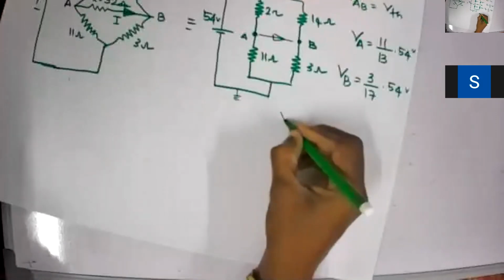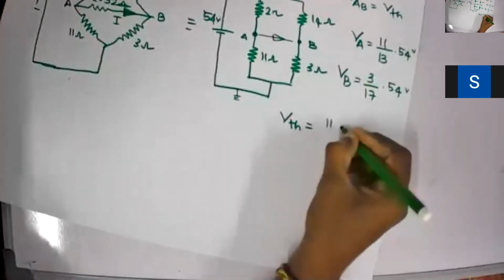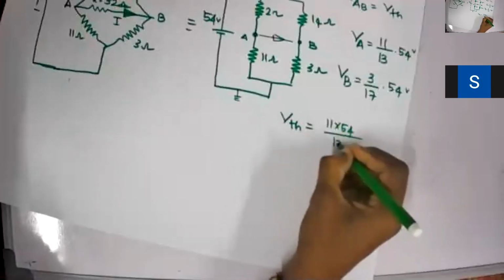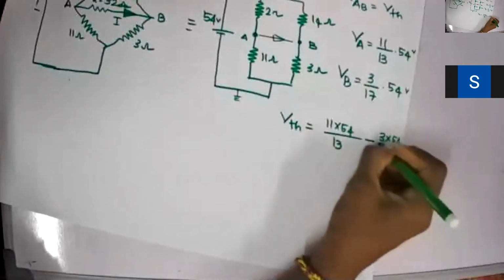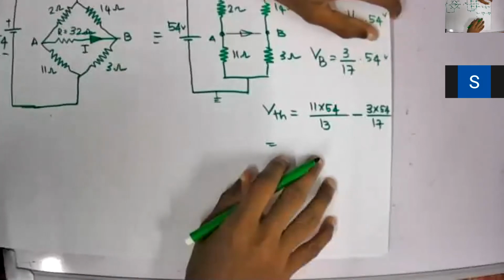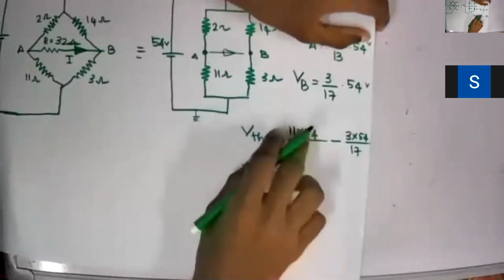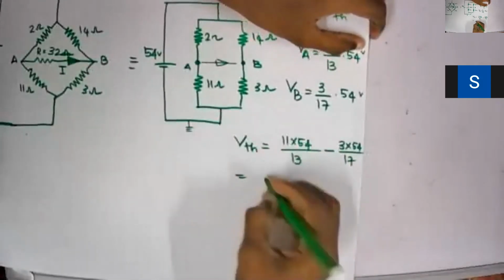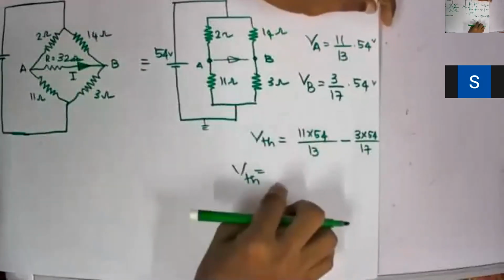And I could say that my VTH is equal to 11 into 54 divided by 13 minus VB, which is 3 into 54 divided by 17. Just simplify, can you simplify this one and tell me the answer? Okay, I'll leave this one for you. You can simplify the answer and let's take it as VTH. So you can simplify and then you can get the answer.